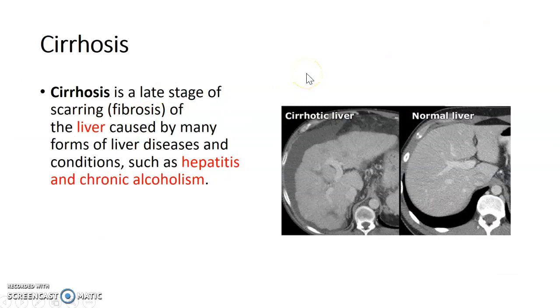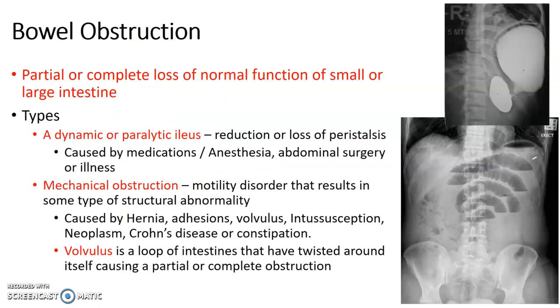Cirrhosis is a late stage of scarring of the liver caused by many forms of liver disease and conditions such as hepatitis and chronic alcoholism. I would say we see them most with this chronic alcoholism. A lot of your ER patients have that as well for cirrhosis.